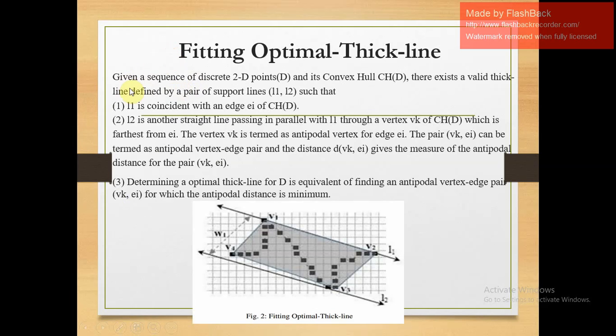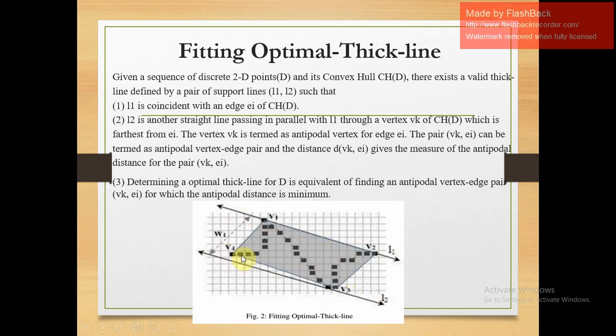Given a sequence of discrete 2D points and its convex hull, there exists a valid thick line defined by a pair of support lines L1 and L2, such that L1, this is our line L1, is coincident with an edge Ei of our convex hull, that is L1 is coincident with this edge of the convex hull, V1, V2, and L2 is another straight line passing in parallel with L1, and it is passing through a point of the convex hull, V3 is the point here, and V3 is the farthest point from this straight line, that is from L1.